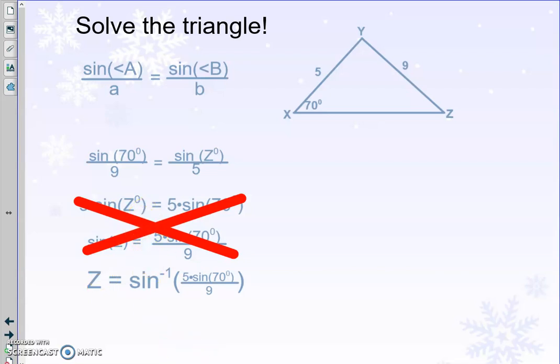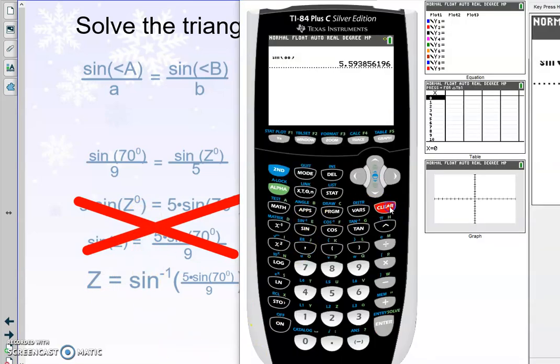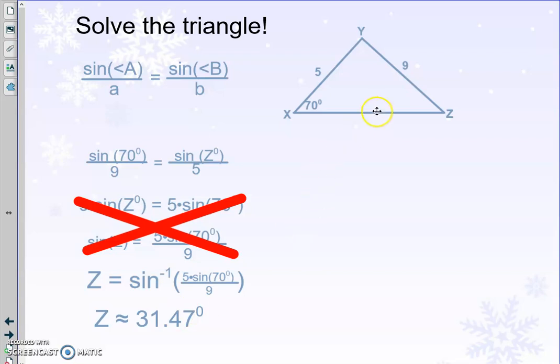Let's see. So I'm going to take to my calculator, and I'm going to go ahead and type in the inverse sine of 5 times the sine of 70, close your parentheses, divided by 9. And that gives me about 31.47... So let me go ahead and write that down here, and I'll put that here for angle Z.